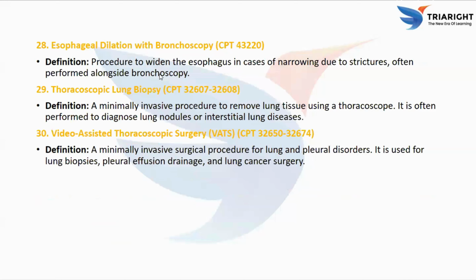The next procedure is esophageal dilation with bronchoscopy. The CPT code is 43220. This is a procedure to widen a narrowed esophagus using special dilators. It is often done during bronchoscopy when airway evaluation is also needed. Why does the esophagus become narrow? Because of esophageal strictures, acid reflux damage, scarring after surgery or radiation, and also the presence of tumors. Why may bronchoscopy be done together? To assess airway compression and to protect the airway during the dilation. This is very common in complex chest or mediastinal conditions.